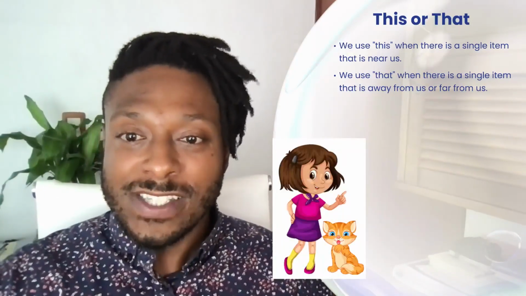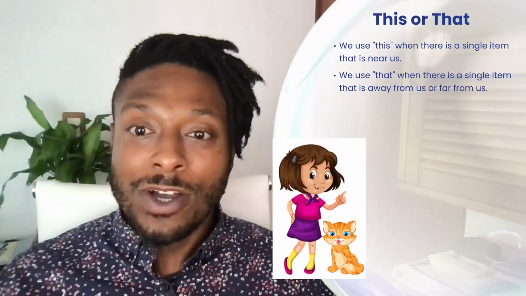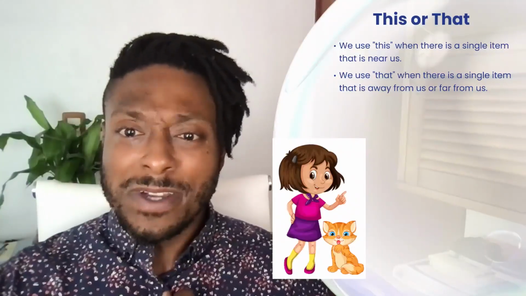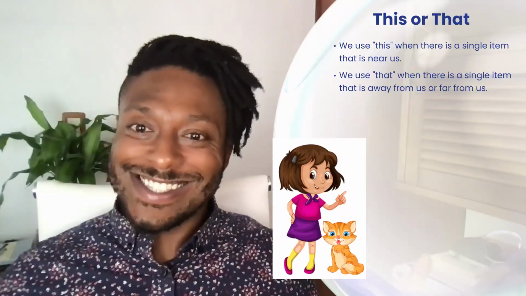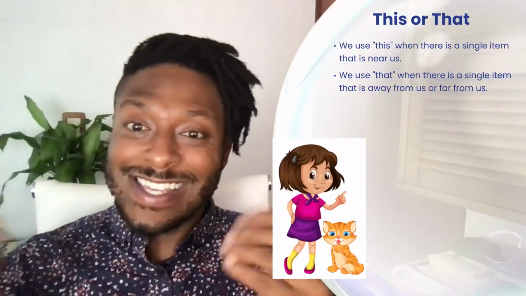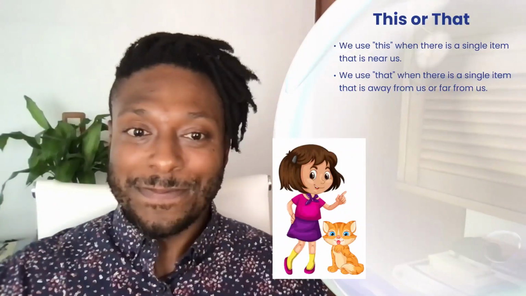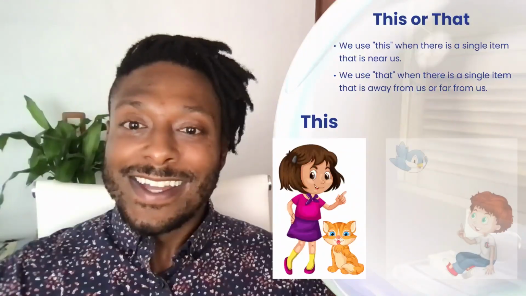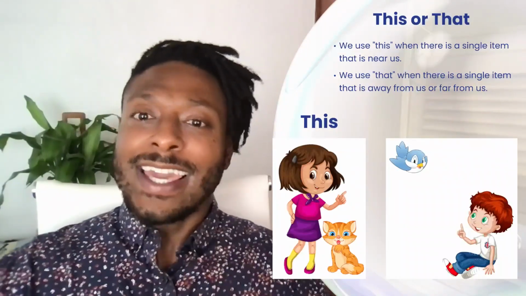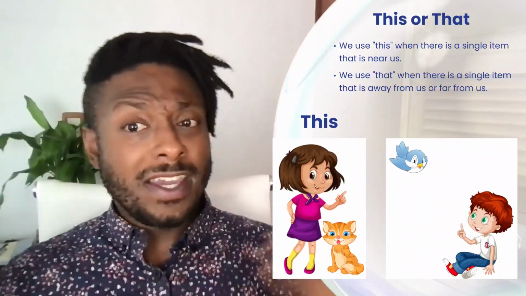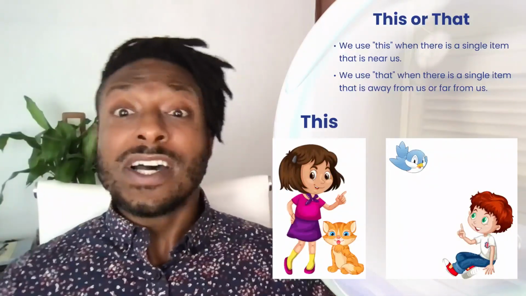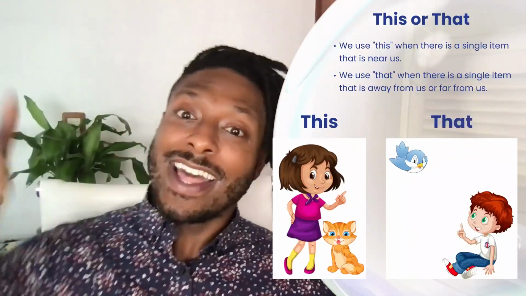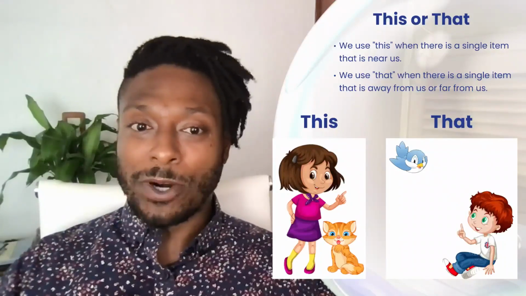So let's look at this first example. Here we have a girl and she has a cat. Is the cat close to her? Yes, it is. So we could say this is her cat. Now let's look at the boy. He's here with the bird. Is the bird close to the boy? No. So in this case, we would say that is a bird.